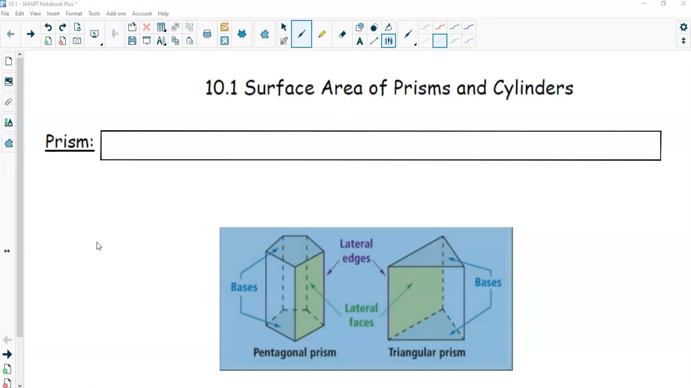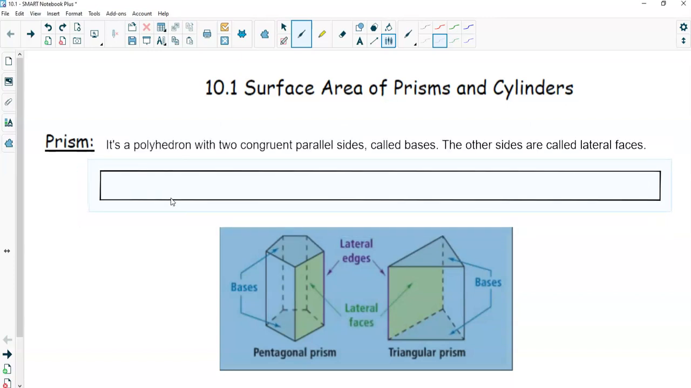Okay, good morning, guys. So we're going to learn today about the surface area of prisms and cylinders. So the first thing is to define what is a prism. A prism is a polyhedron with two congruent parallel sides called bases. The other sides are called lateral faces.